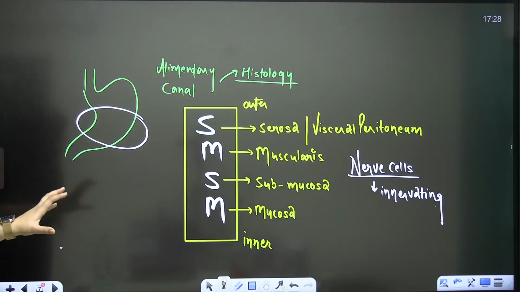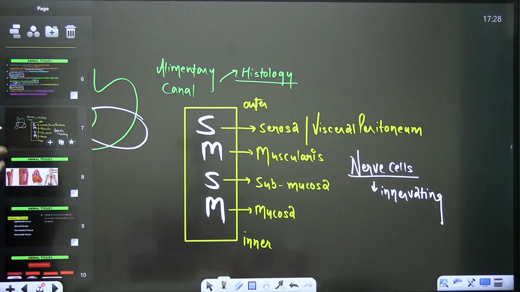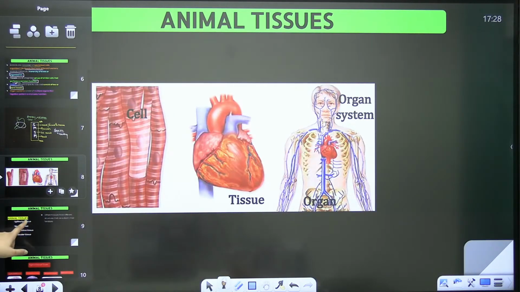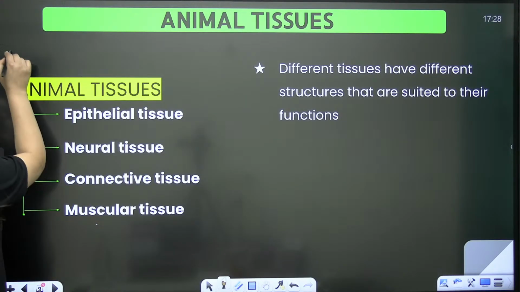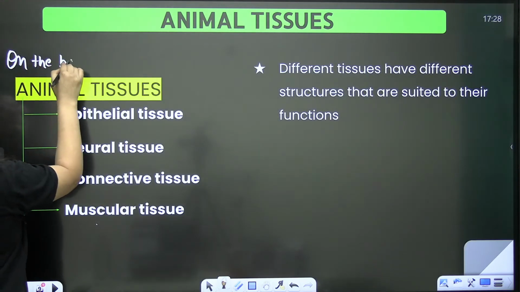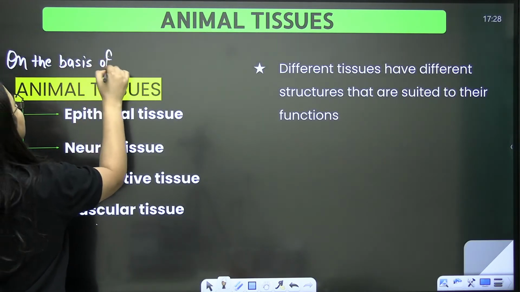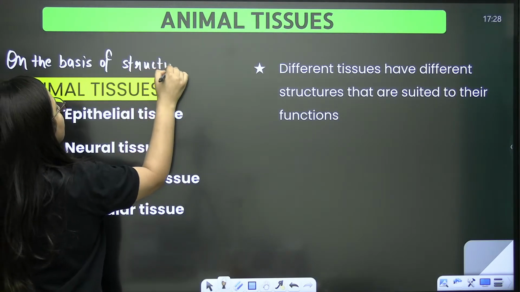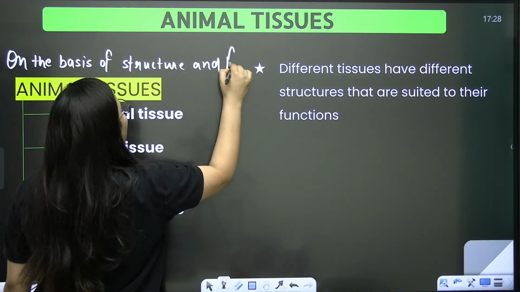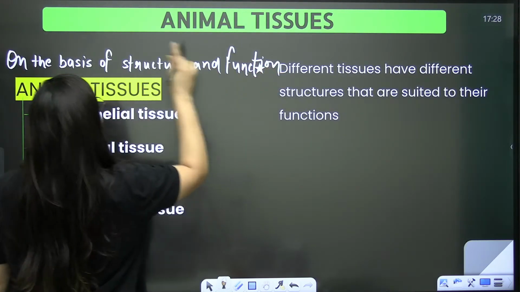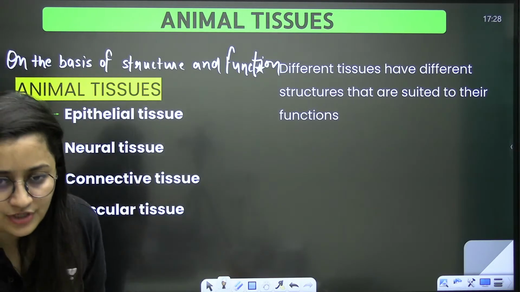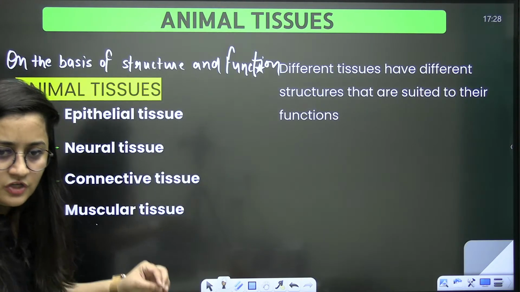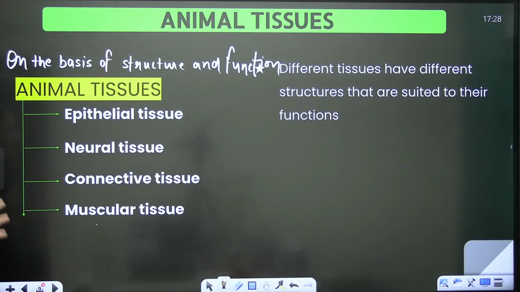Is that clear? Are you getting it? This is the meaning of this particular line. So we have different types of tissues, bache, on the basis of structure as well as function. We have four types of tissues: epithelial tissue, connective tissue, muscular tissue, and neural tissue. Clear, bache?